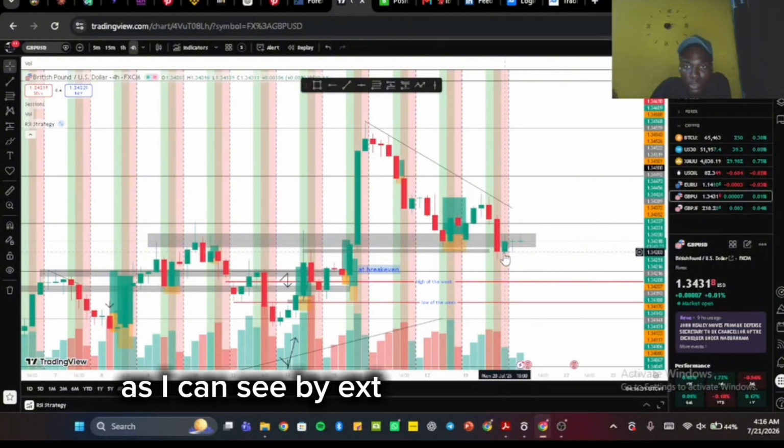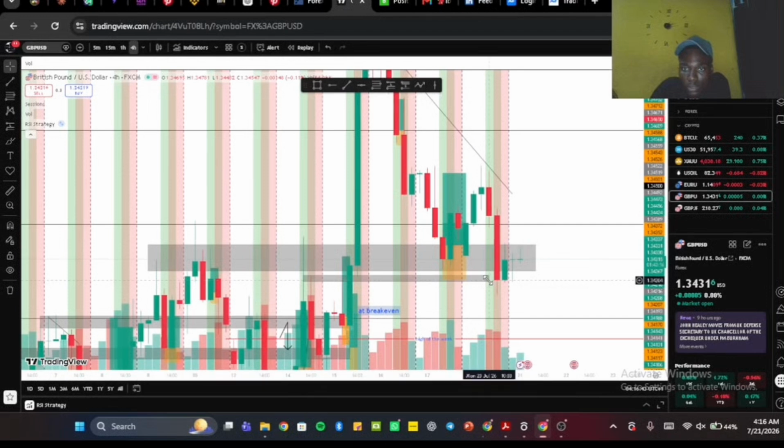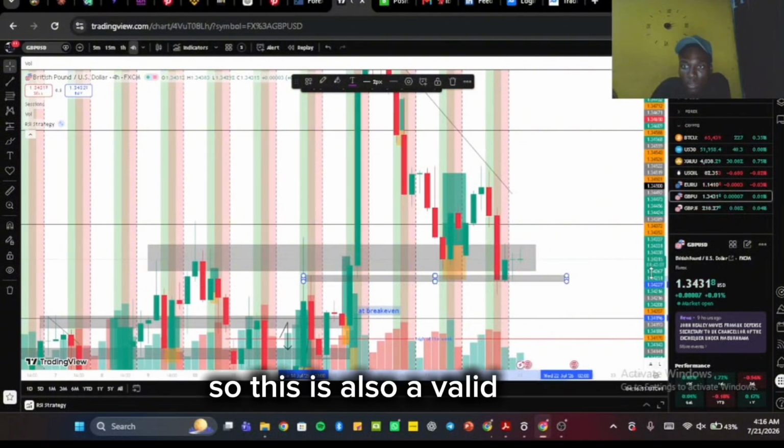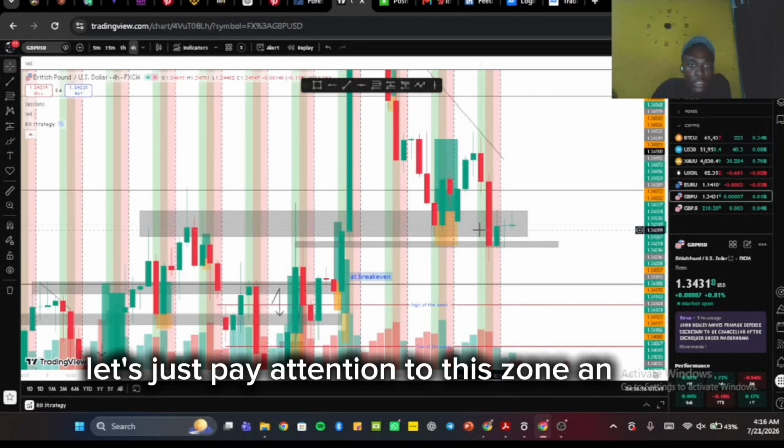As you can see, if I extend it to the future, you can see price is respecting the zone. So this is also a valid zone, and I'm going to be leaving this. Let's just pay attention to this zone and this zone for now.